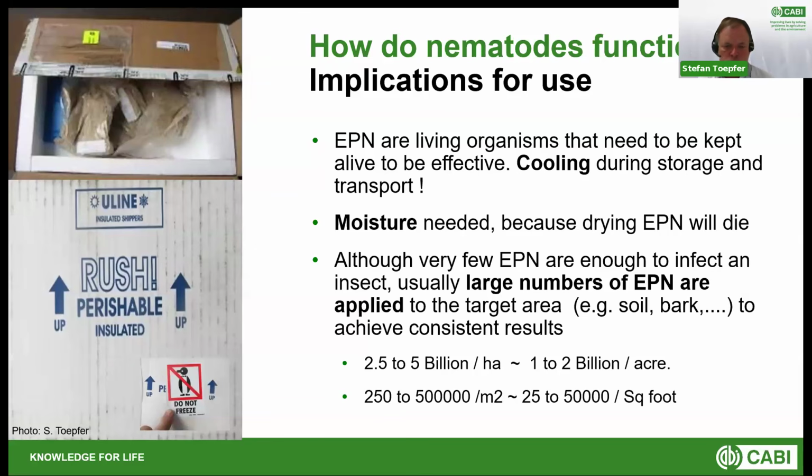I have down there two lines of dosages, which are very rough estimates, like 2.5 to 5 billion per hectare or 1 to 2 billion per acre. You will hear more about this in the other presentations today. It depends, of course, on the crop, on the target pest, and so on. So these numbers you see there are very rough estimates only.